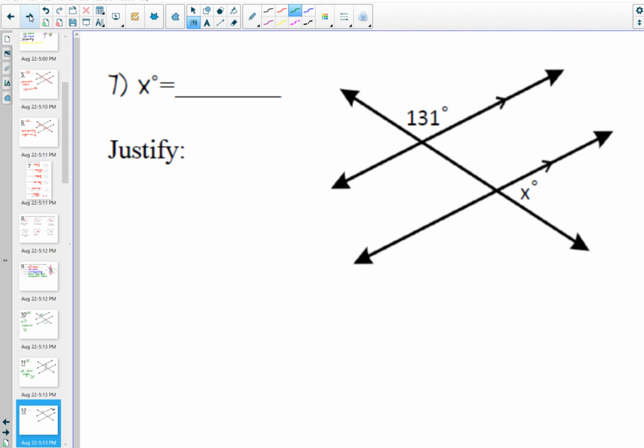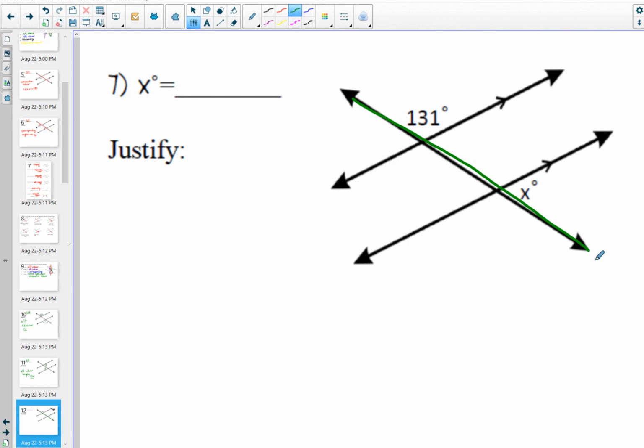What do we got? They're congruent because they're corresponding. Are they corresponding now? Here's my transversal. Oh look, this is the one you were asking about earlier. If I would move this down, it's on top, it flips to the bottom.